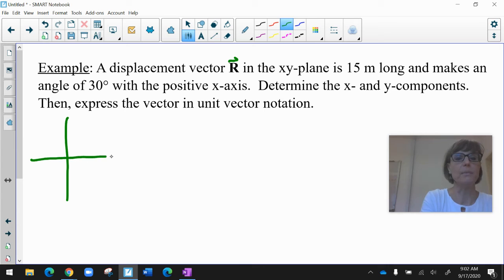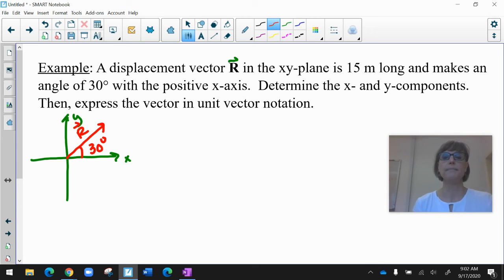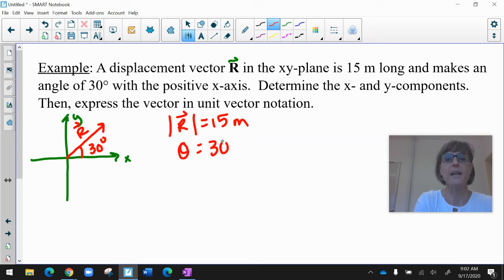And then when we solve a problem, the first thing that we do is we draw a picture. So I'm going to draw in my vector R here. It's going to make an angle of 30 degrees. The next thing that I'm going to do is make a list of my knowns. And really the only thing I know here is that the magnitude of R is 15 meters. I could say that theta was 30 degrees.